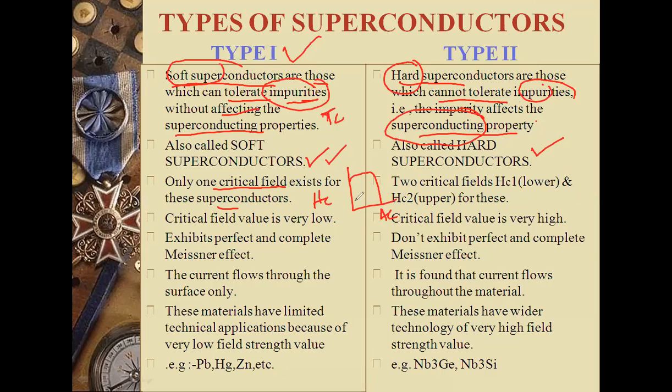Sudden HC. Okay. So whereas here two critical fields are there, HC1, HC2. There are two fields at which resistance equals 0. Here it suddenly drops to 0, so only one critical field is here. Here there are two critical fields. The critical field value is very low here because this is the critical field one, very low. Here the critical field is very high. It exhibits the perfect, complete Meissner effect.